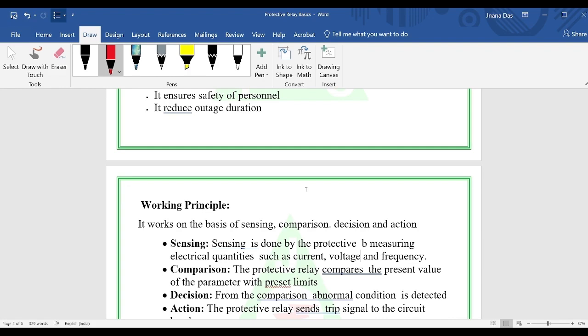In sensing, it is done by the protective relay by measuring the electrical quantities such as current, voltage, and frequency. In the comparison step, the protective relay compares the present value of the parameter with the preset limit. From the comparison, an abnormal condition is detected and accordingly the protective relay sends a trip signal to the circuit breaker.